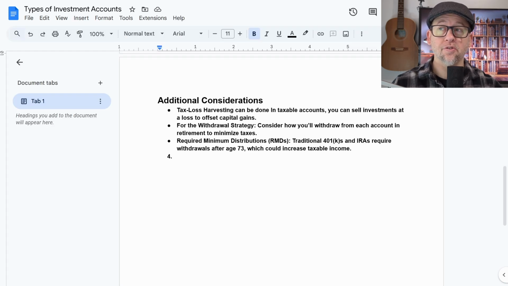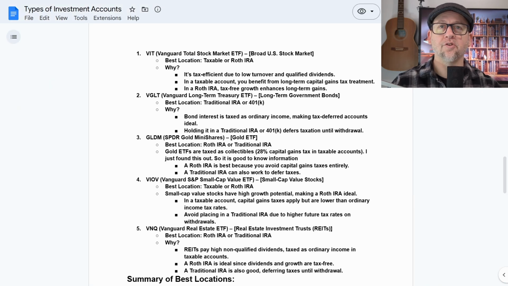Additional considerations. Tax loss harvesting can be done in taxable accounts. You can sell investments at a loss to offset capital gains. For the withdrawal strategy, consider how to withdraw from each account in your retirement to minimize taxes. Required minimum distributions, or RMDs, for traditional 401ks and IRAs require withdrawals after the age of 73, which would increase your taxable income.